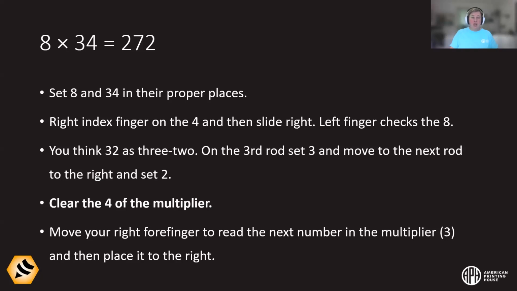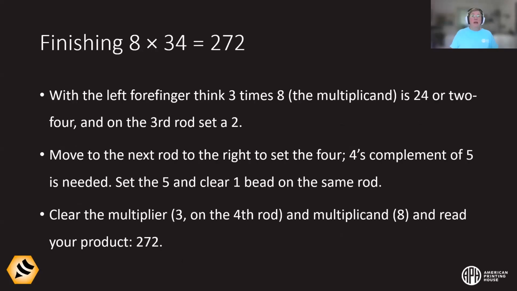Everything feels really good. When your left forefinger sees the 3 and multiplies it times the 8, it's 24. And you set a 2 and then a 4. So on the rod that your finger's sitting on, you set the 2. You move to the next rod to set the 4, and you go, oh, there aren't 4 beads for me to move. I have to add 4's complement. We have to use the 5. So we're going to set the 5 and clear the 1 bead, and then clear the answers.